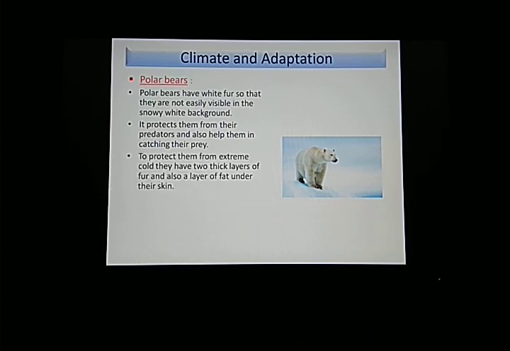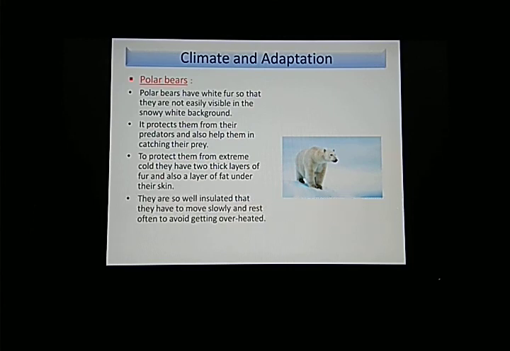Now, to protect them from extreme cold, they have 2 thick layers of fur and also a layer of fat under their skin. So it's just like wearing a jacket. In a jacket, inside there is one layer, and on the outside there is another layer. Similarly, they have 2 thick layers. The outer is completely fur, and the inner layer is a thick layer of fat. So this helps to insulate their body heat. As a result, they don't feel cold in this harsh climatic condition.